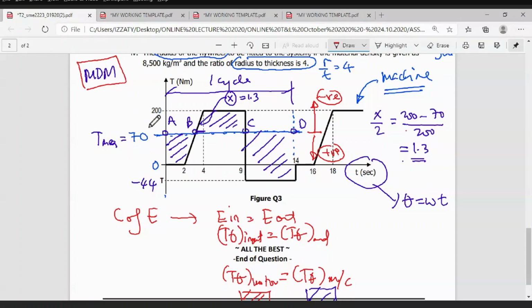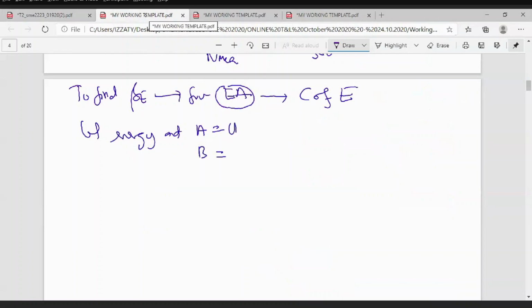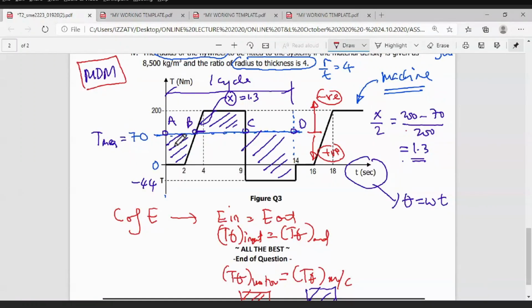Okay, come back to this one. I'm going to calculate the whole thing here, this small portion and this one. Let's say these are A, B, C, and D. Applying the conservation of energy, energy is conserved. Let the energy at A equal to U. At B, if you go back to the graph, this is a trapezium. This one is 2, this one is 4 minus 1.3, so you get 2.7. Then the height is 70.